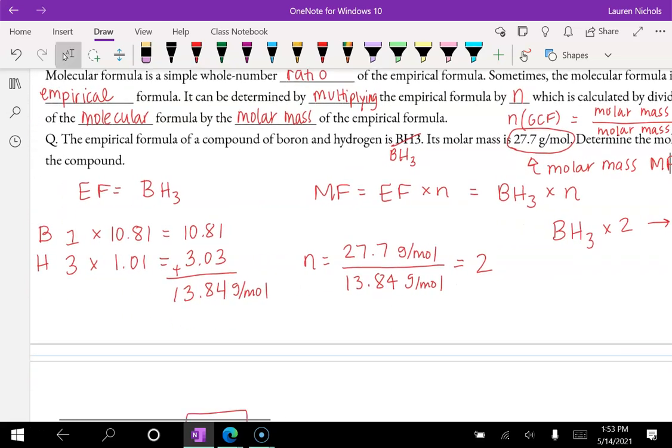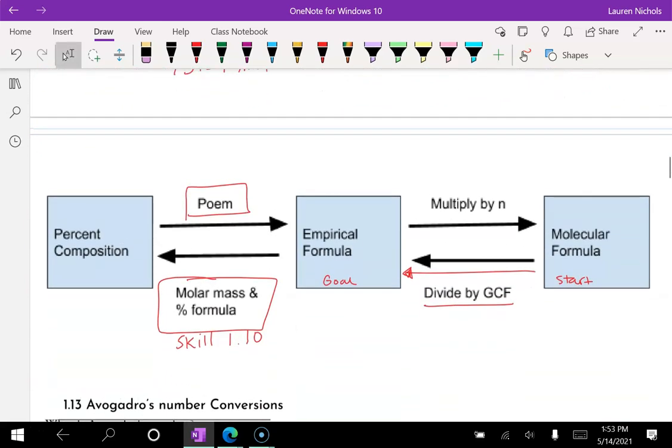And so remember, we have this diagram here that can help give you a hint of, okay, if I'm starting here and going here, what's the pathway? Or what if it's the reverse? I multiply by n. So hopefully that helps.